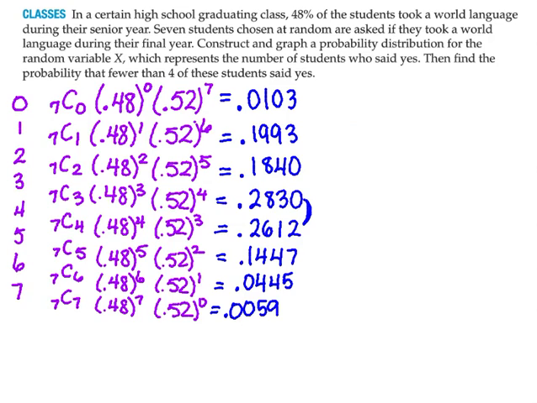So fewer than 4. Fewer than 4 means what? What numbers? 0, 1, 2, and 3. So here we go, 0, 1, 2, and 3. So this is the probability. So what do you think I need to do with those numbers? Add them up. Okay? That's what I do.